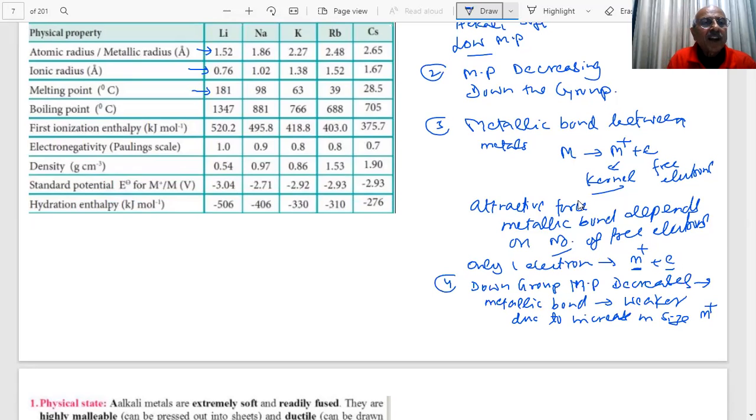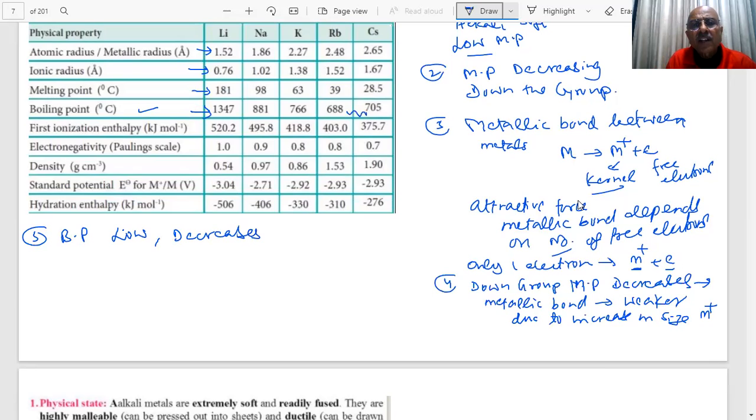Melting points done. Second, I am coming to the boiling point. What is happening to the boiling points? Their boiling points are also low, and as you can see, boiling points and melting points are low as compared to others. Iron, transition elements, copper, silver, gold have very high melting and boiling points, and it is decreasing, as you can see, down the group.